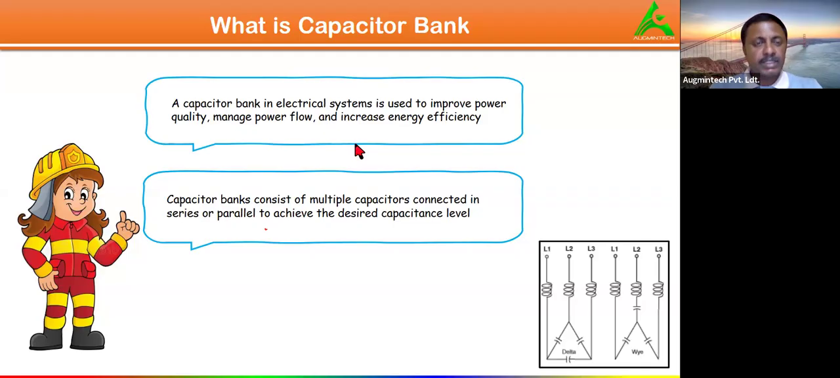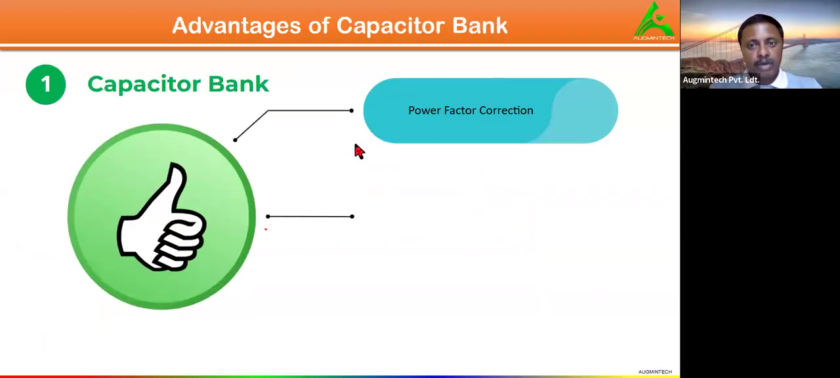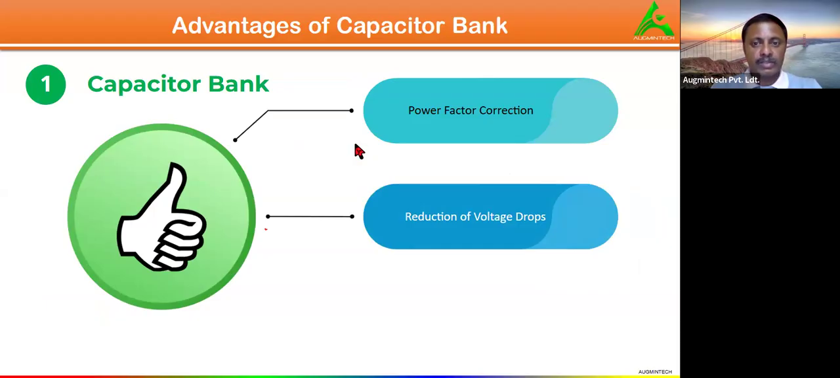Maybe in a few cases it might be in series also, but avoid the series connection. It should be in parallel actually. So power factor correction, that's the major thing. Why do we use these capacitor banks?